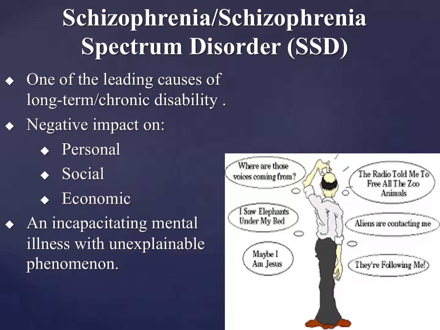Schizophrenia or Schizophrenia Spectrum Disorder is considered one of the leading causes of long-term or chronic disability. It has such a negative impact on one's personal, social, and economic aspects of life. It is an incapacitating mental illness with unexplainable phenomena. This picture on the right speaks so much volume. This is what a schizophrenic patient goes through during an acute phase. I will speak more of this later on during the presentation.